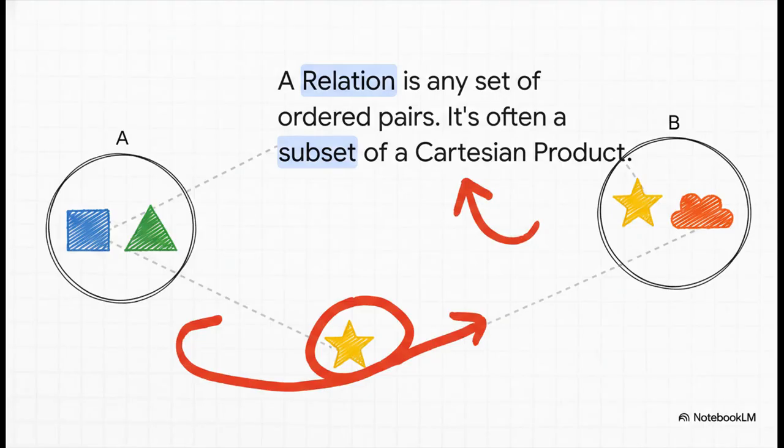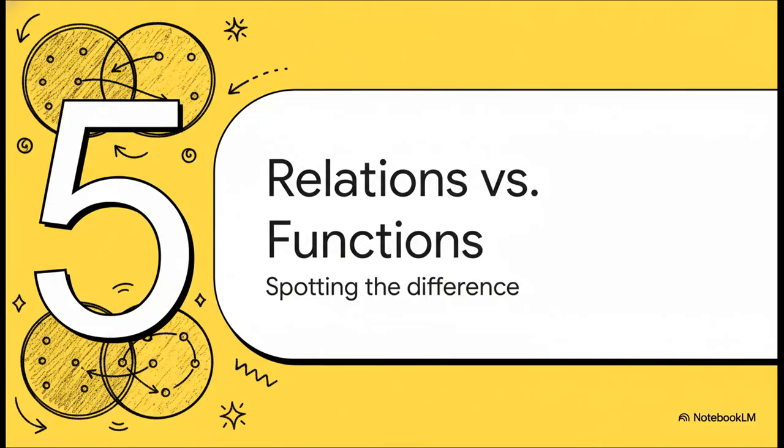And here's the crucial takeaway from that. A relation is, simply put, any set of ordered pairs. It just defines some kind of relationship between elements. It doesn't have to be all the possible pairs from that big Cartesian product. It can be any specific group of them we decide to care about. For example, the relation "is less than" would just be a set of pairs like (1, 2), (1, 3), (2, 3), and so on.